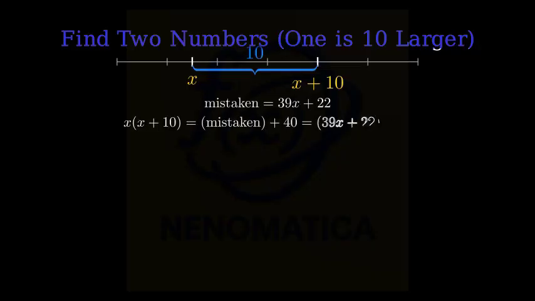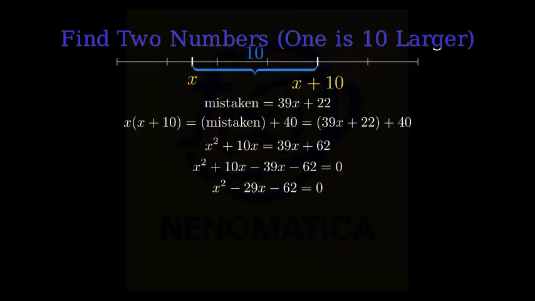Let's expand and simplify. X times (x plus 10) becomes x squared plus 10x. On the right, 22 plus 40 is 62. Move everything to one side. We factor the quadratic. Numbers that multiply to negative 62 and add to negative 29 are negative 31 and 2. So the quadratic factors as (x minus 31) times (x plus 2) equals 0. The solutions are x equals 31 or x equals negative 2.